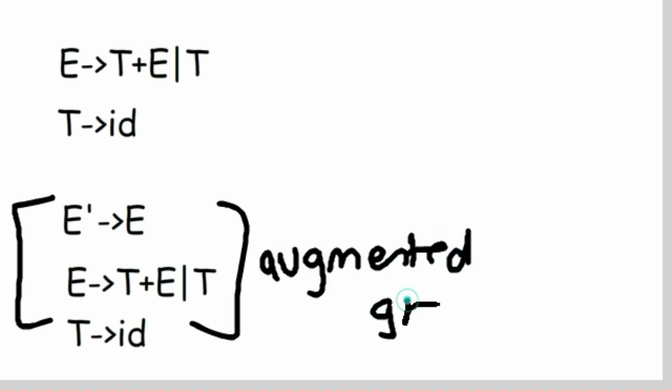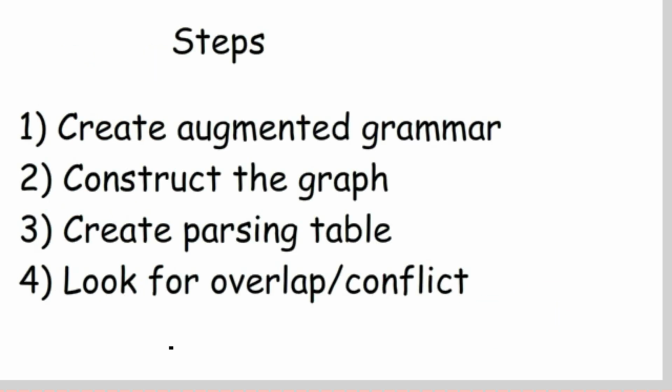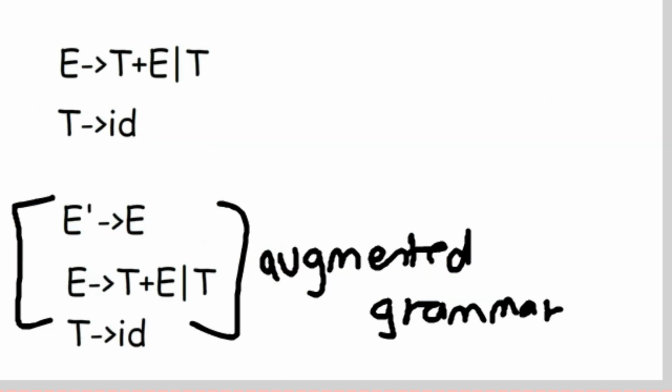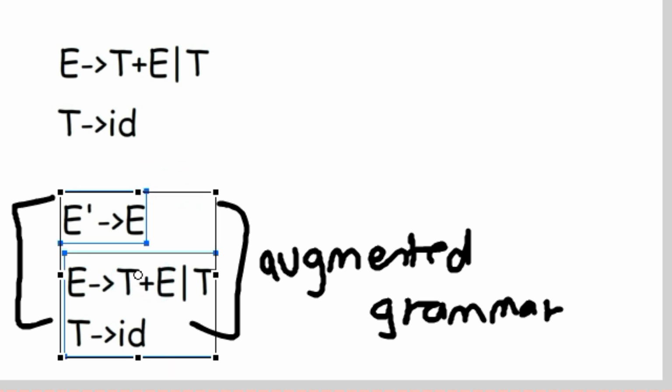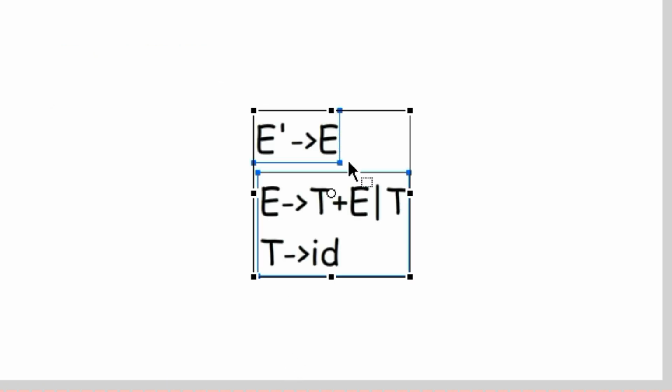So did we write an augmented grammar? Yes. So step 1 is completed. Step 1 is done to create an augmented grammar. Now let us copy this augmented grammar and go to the next page. So we'll take this augmented grammar and we'll go to the next page.